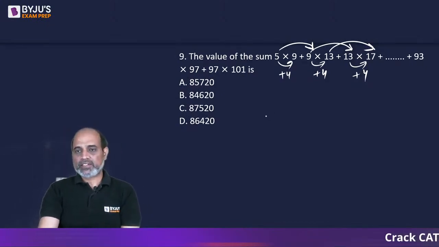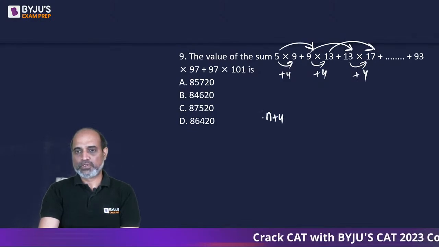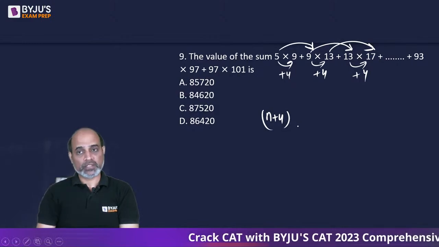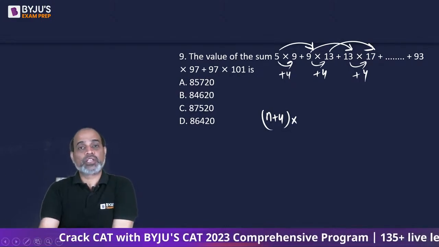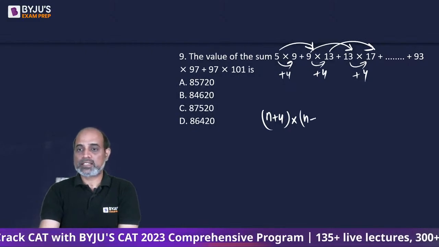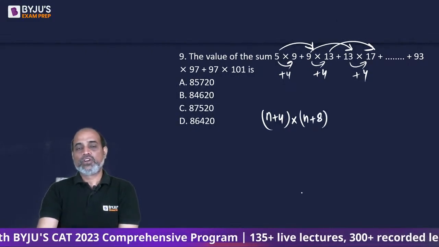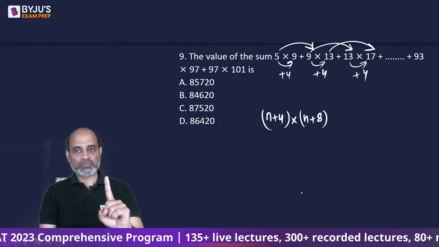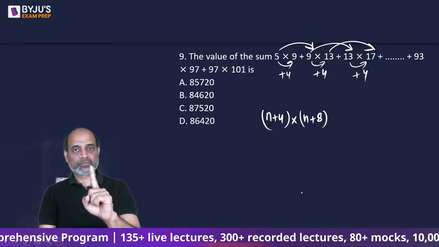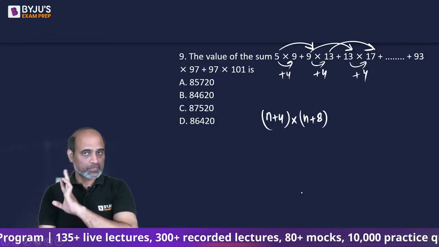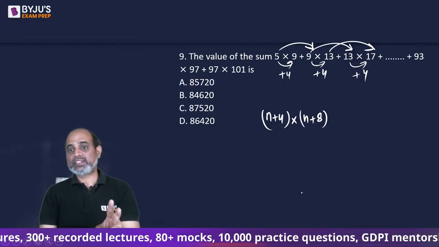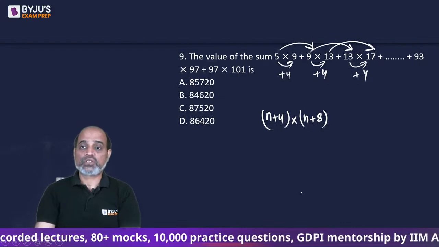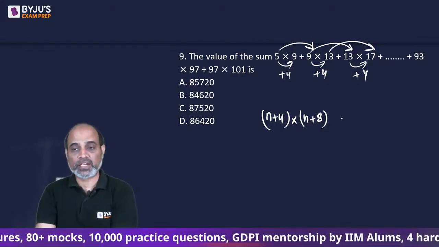If I take 5 as n plus 4, why? Because I want to put 1 there. So the next one will be 4 more than that, as in it will become n plus 8. So when n is 1, I will be getting 5 into 9. When n is 2, I'm supposed to get 9 into 13. So I'm supposed to get double of that.